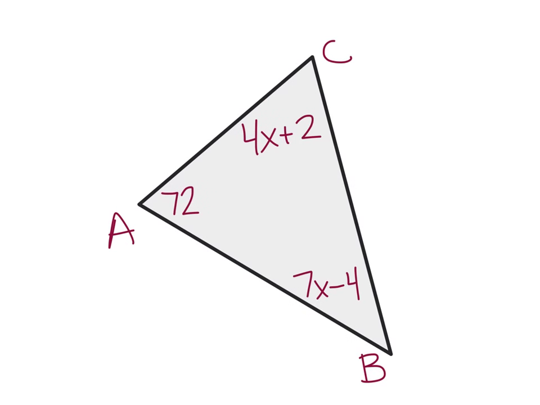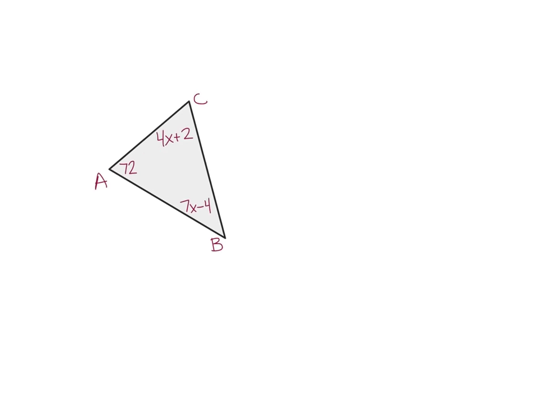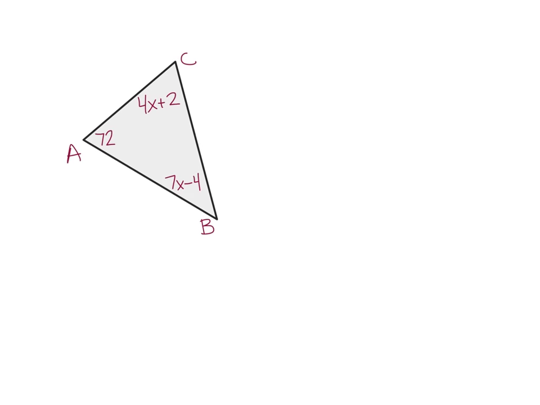All right, last example. This triangle we're looking at is probably the hardest one you would see in my class, where we have variables in 2 of the corners. I might throw variables into all 3 corners. The method is going to be the same. So let me just move this triangle aside. Again, we know that all 3 angles add up to 180 degrees. So we have 4x plus 2. That's corner C, plus 72, that's angle A, plus 7x minus 4.